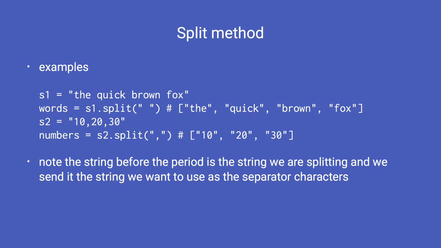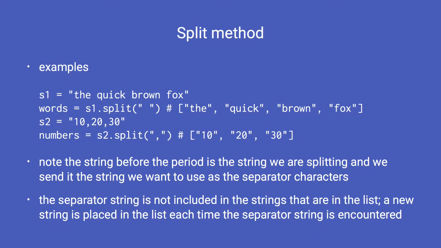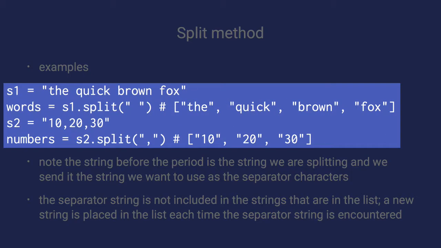The string we want to split is the one we call the string method with, and inside the parentheses we place the string we want to use as the separator string. Note the separator string is not part of the strings in the list we created. That string is effectively removed from the list of strings that is produced. There are no spaces in the list of strings in the first example, and no commas in the list of strings in the second example.